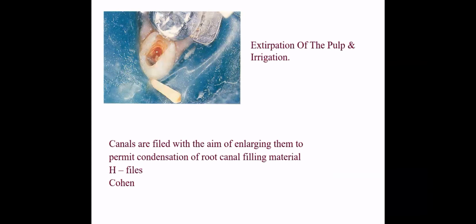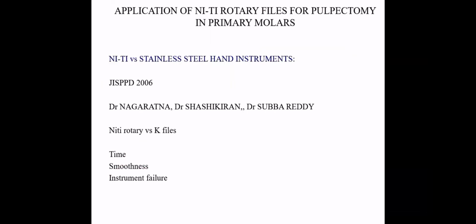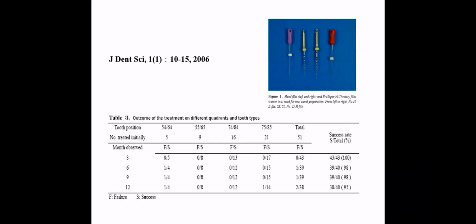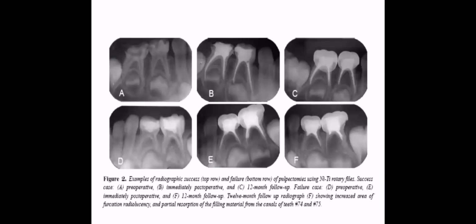So after the extirpation of the tissue, you need to nicely irrigate it with an irrigating solution. Ideally we use normal saline as an irrigant. Then the recent thing that has come is the instrumentation of root canals. You can use rotary instruments that come up nowadays, which will improve your preparation, and the time taken for the removal of the pulpal tissue is also very minimal.